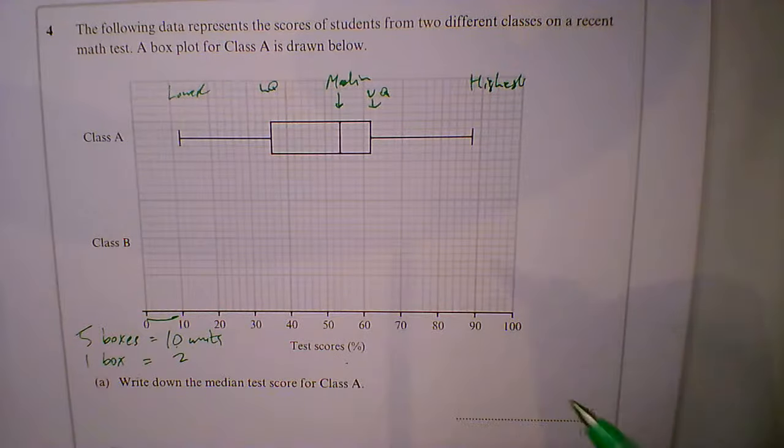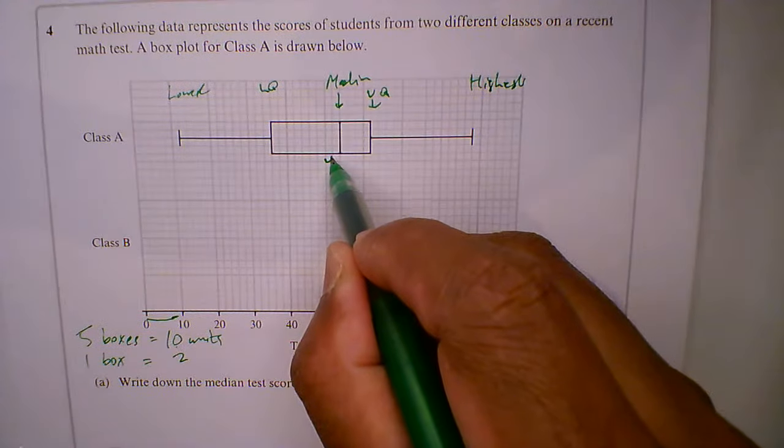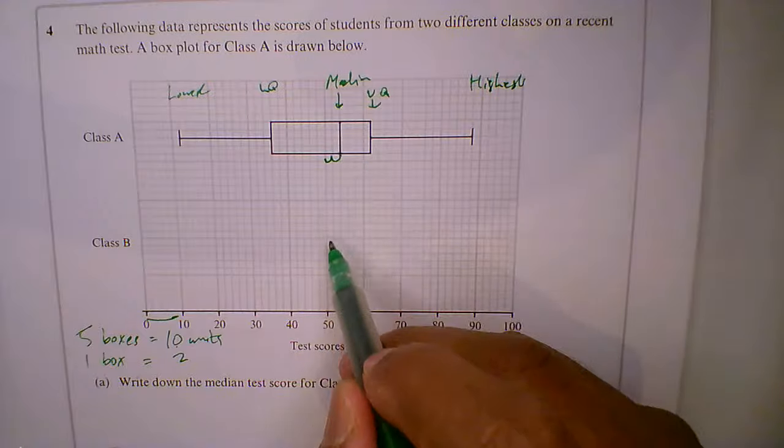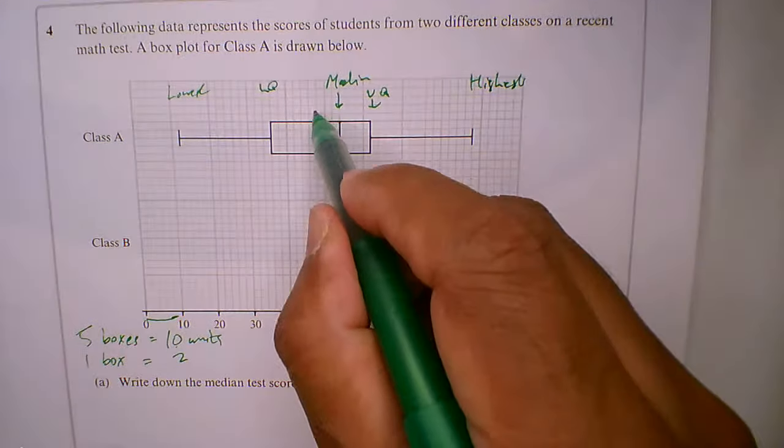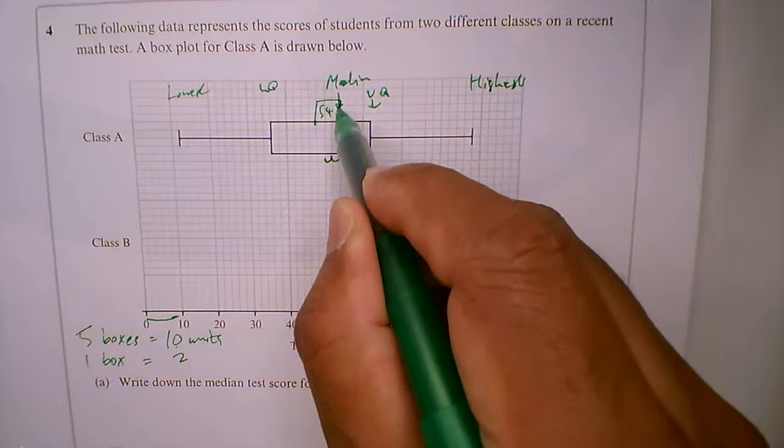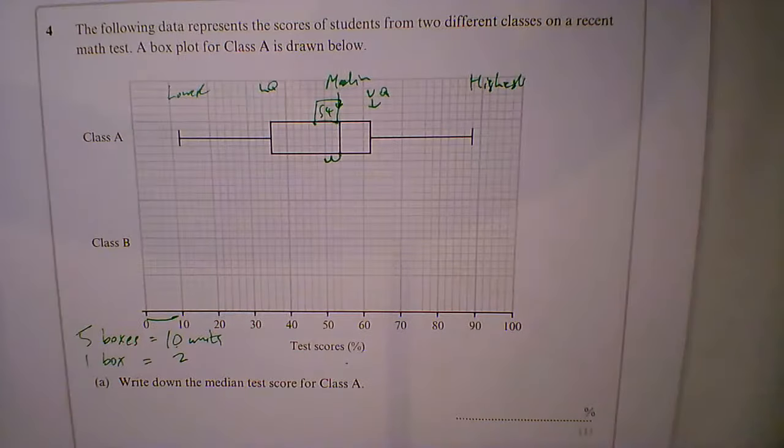So if I look, my median is 2 boxes along. So that's 50, 52, 54. So this is 54. So my median score is 54%.